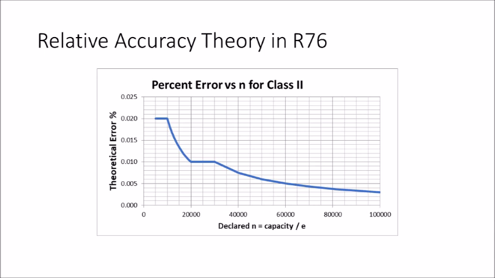0.02%. But as we get from 10,000 to 20,000, you can see that the theoretical percent error drops down to 0.01%, and it hangs at 0.01 from 20,000 to 30,000. Think of it as 2 divisions in 20,000 is the same error as 3 divisions in 30,000. From 30,000 to 100,000, that error tapers down again to a 0.003% error at 100,000.